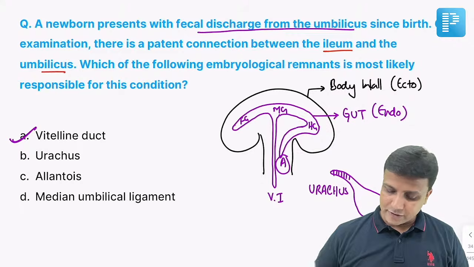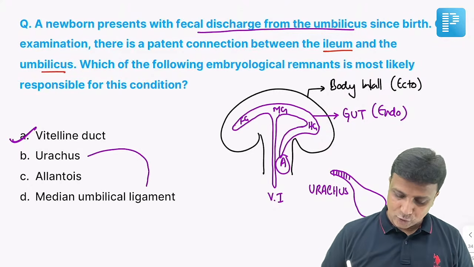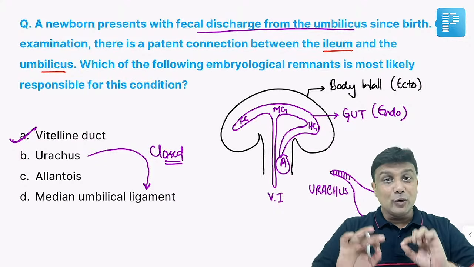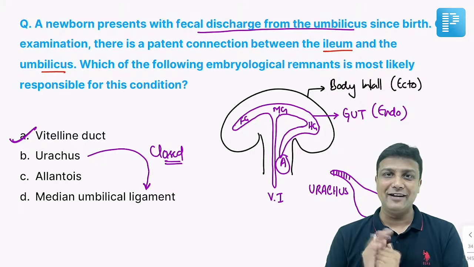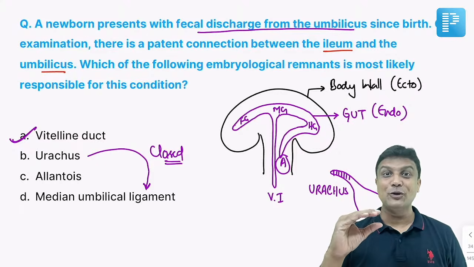Normally, what should happen, sir? The urachus has to be closed, and the urachus will actually be closed to form the median umbilical ligament. I'm telling you about the normal. The urachus is closed to form the median umbilical ligament. Perfect. And that you'll be able to observe at the apex of the urinary bladder.